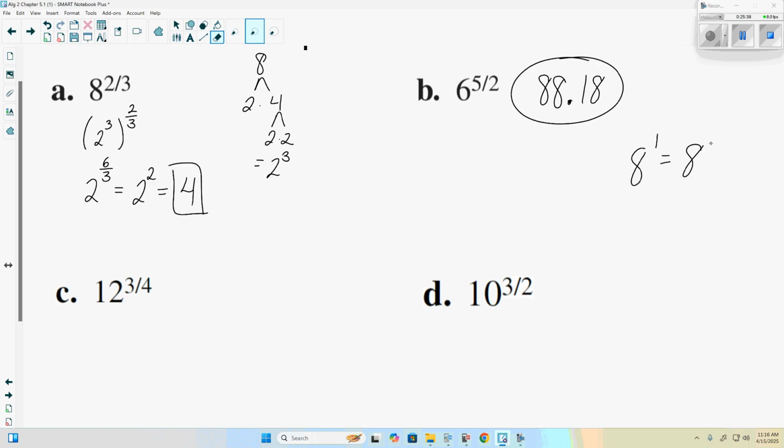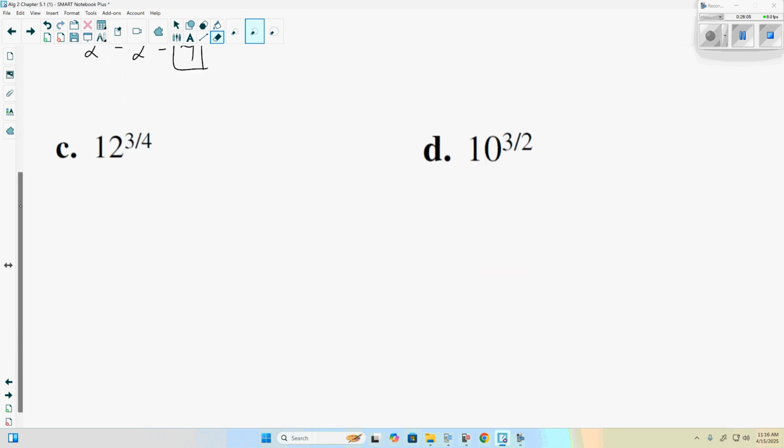Cube root squared, yes. The next one, 6 to the 5/2, that is bigger than 1, so it's going to get bigger, because 5/2 is the same as 2.5. What's the square root of this number? Take that and square it. Essentially, not really, but yeah. So 12 to the 3/4, do we think we should get a number bigger than 12 or less than 12? Yes, and it is. Yep. 10 to the 3/2.